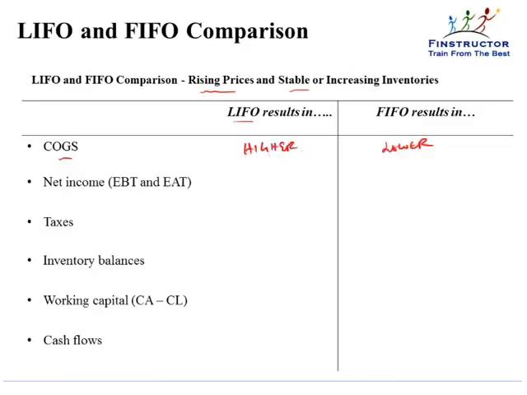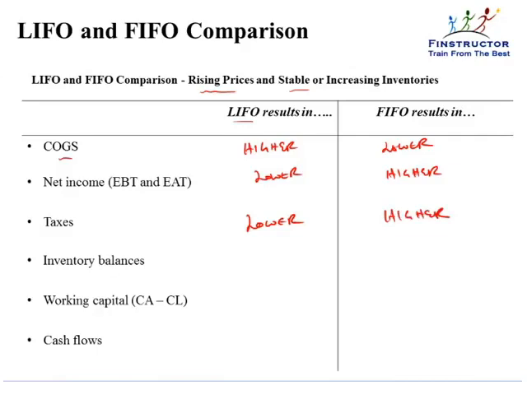If the cost of goods sold is higher, the net income, both profit before tax and profit after tax, even the EBIT would be lower because of the higher COGS as compared to the FIFO method. Lower profit before tax would also imply lower tax outgo for the LIFO method, as if you're showing less profit, you'll have to pay less taxes as compared to FIFO.